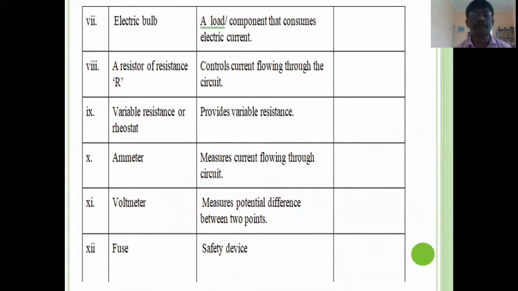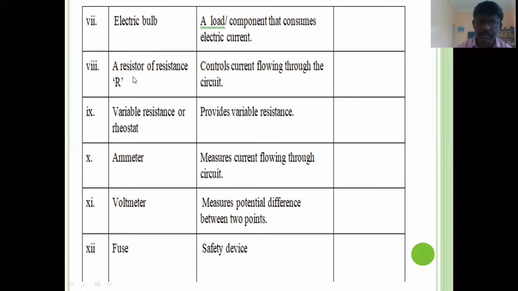We have some more components. Electric bulb. What is that electric bulb? We say here a load, the one which consumes electric current, maybe even an iron box, etc. In general we say load. Here I have chosen electric bulb. The symbol we will come to know later. A resistor of resistance R. Completely regarding this resistance, etc., we will discuss in coming classes. Here just my intention is to give you the circuit symbols.